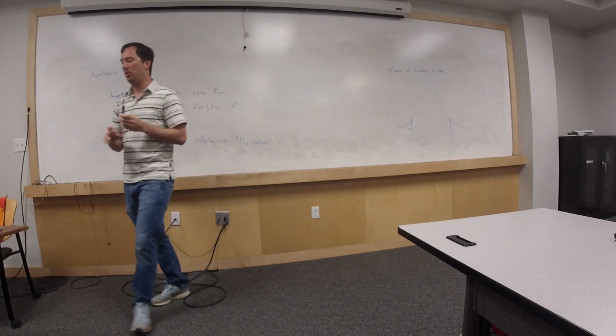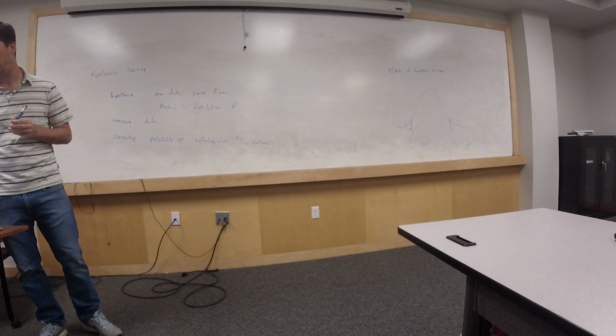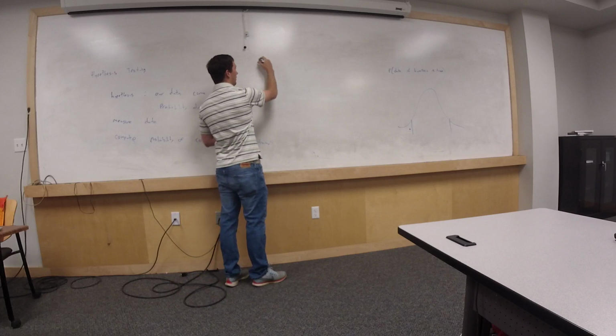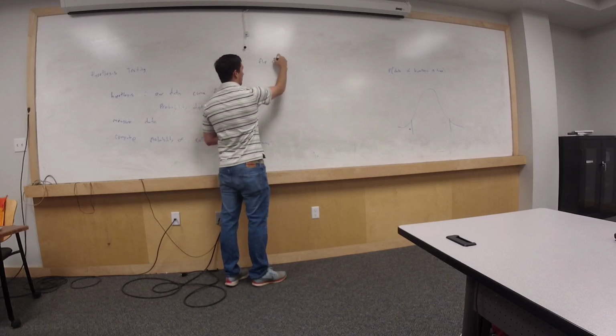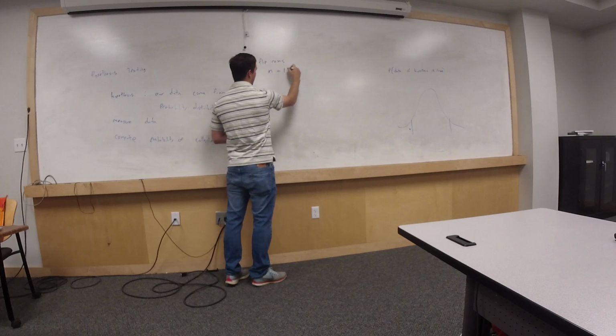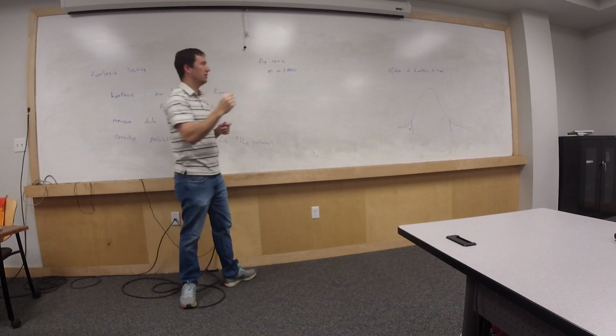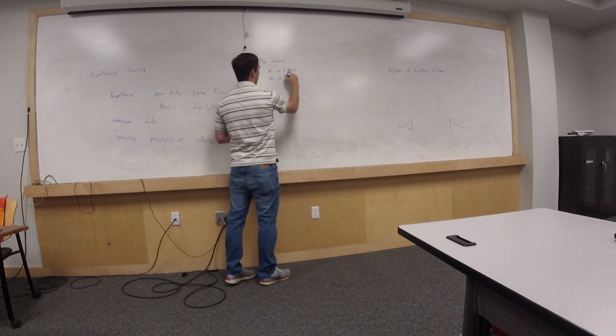We'll do the Bernoulli or the coin flip example. Let's say I want to flip a bunch of coins. Let's say I have n equals 1,000 coin flips, and I get 550 heads.